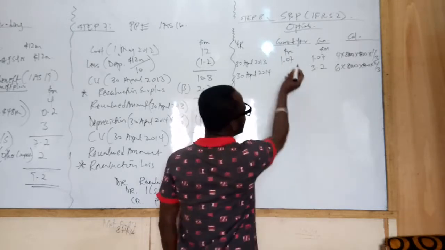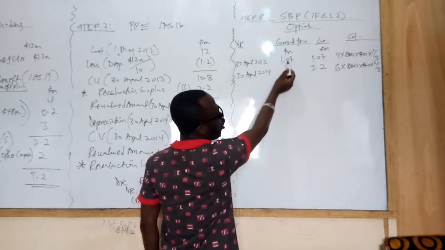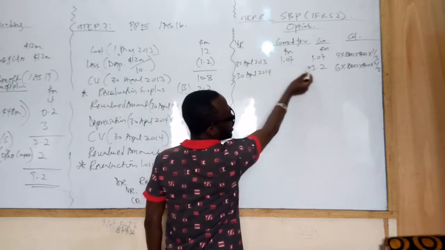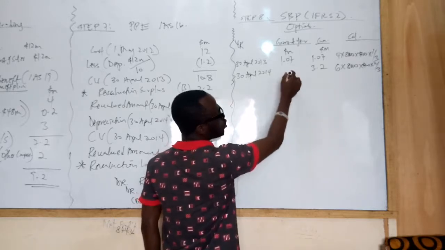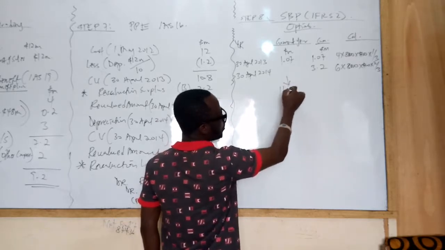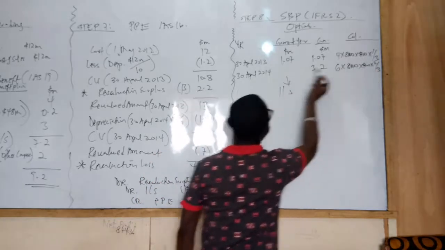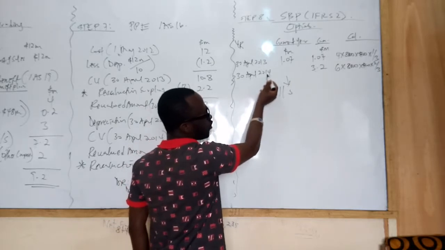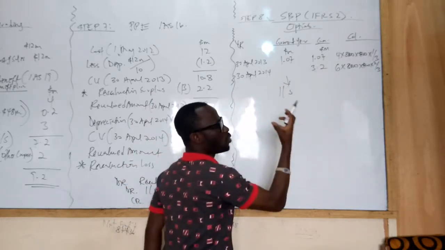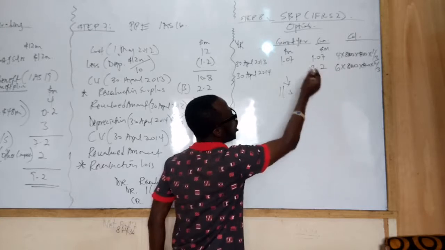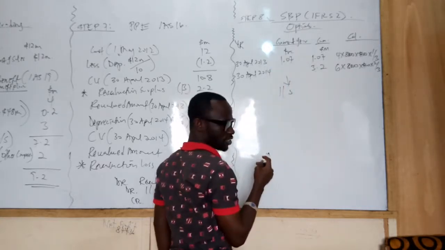So the 3.2 is the new figure that will be taken to the balance sheet in respect of share-based payment options. But last year we provided 1.07. The difference is what will go to the income statement. Are you following me? This figure we just had for 30th April 2014 is how much we will carry in the balance sheet in relation to the share option.